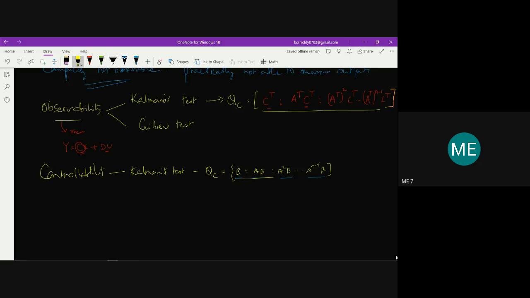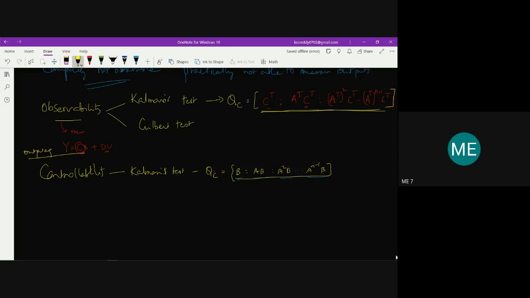Compared to this, controllability is with B, AB and A square, because this is the state equation, whereas we are transferring the initial state to the desired state in the controllability test. In the observability test, based on the measurement of the output, we are going to identify the state of the system. That's why measurement of output is needed, so the output equation is considered in the observability test.